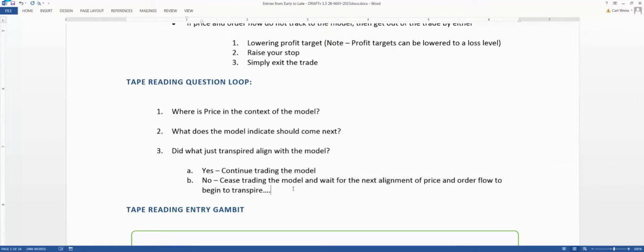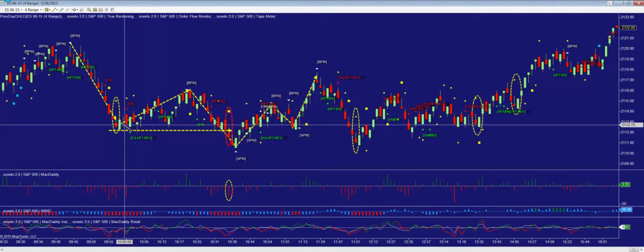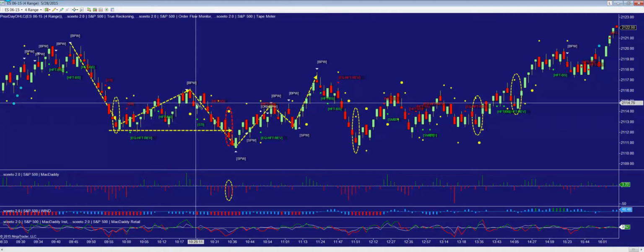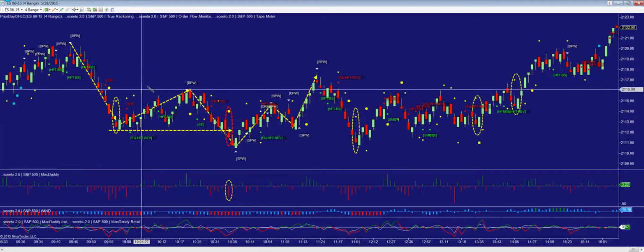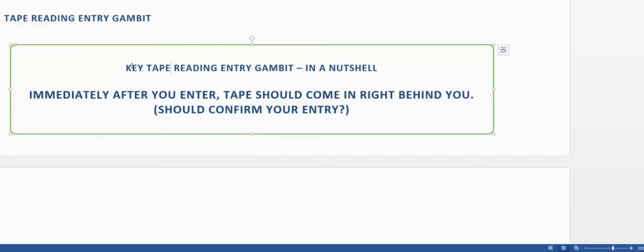Can we stop on this for a second? Now, there's a lot of different ways to trade. Everybody's got their own nuances. I'm very tied to this. So if the model is not transpiring, in all likelihood, since it's the S&P and this is a very consistent pattern, it's going to show up at some point again during the day. So it's not the goal then to trade every move, but the goal is to wait till we see the thing setting up clean again because we want to trade the model. This is the key tape reading entry gambit, like in a nutshell.